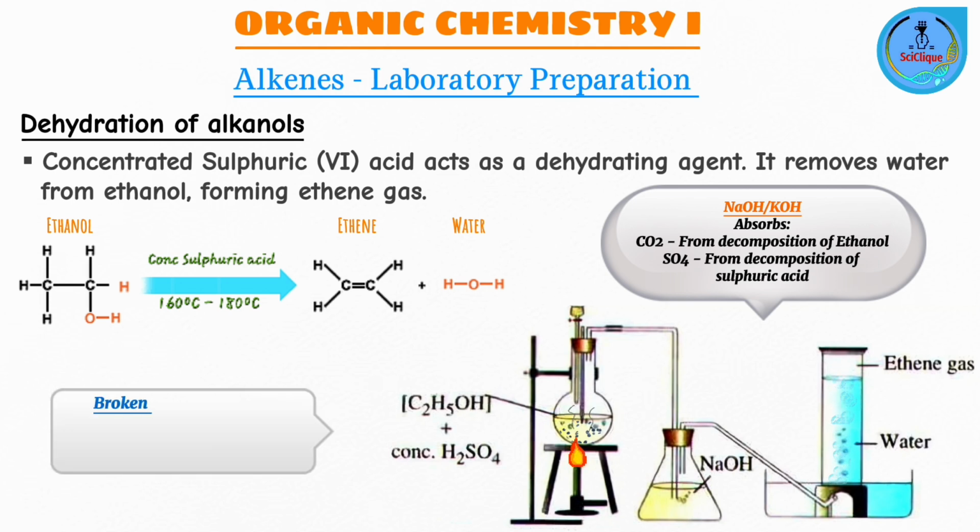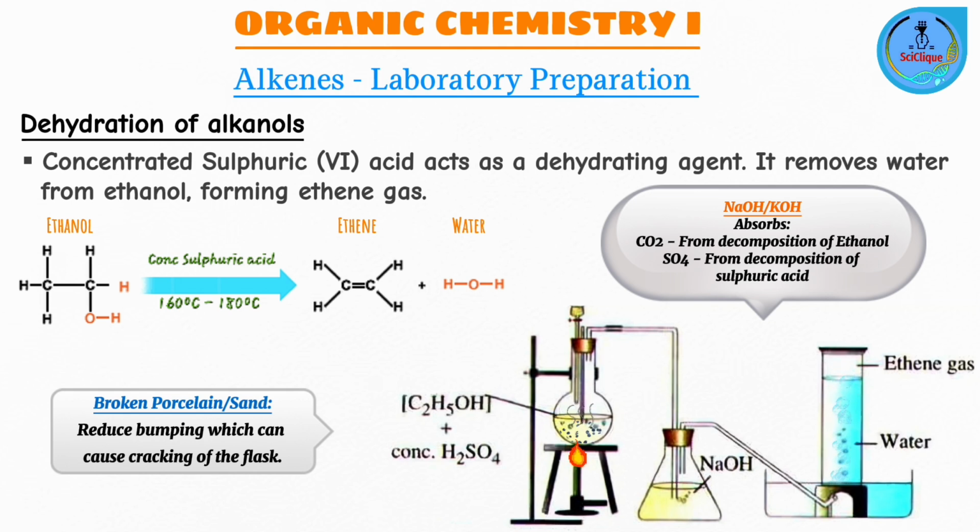Now in this setup, pieces of broken porcelain or sand are used in order to prevent bumping. This could lead to cracking of the flask, and by using the sand, it will also ensure that you have uniform boiling of the mixture.